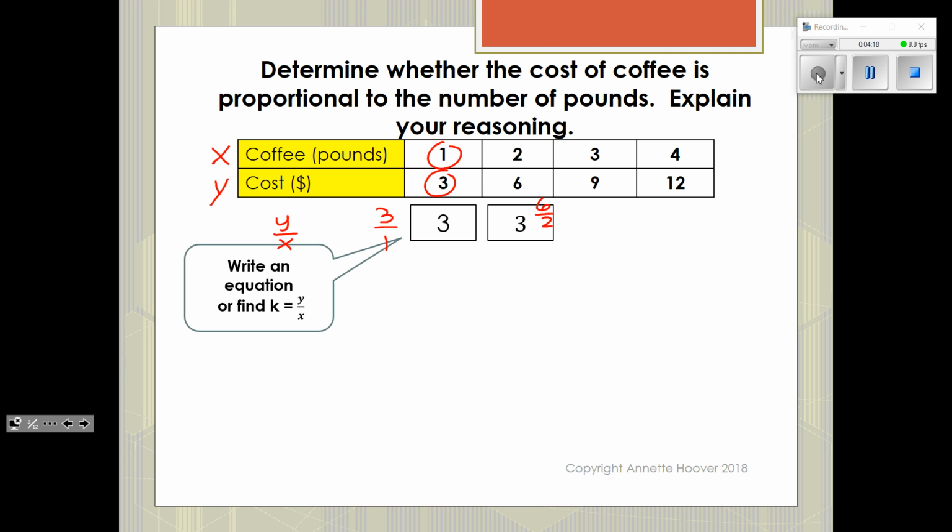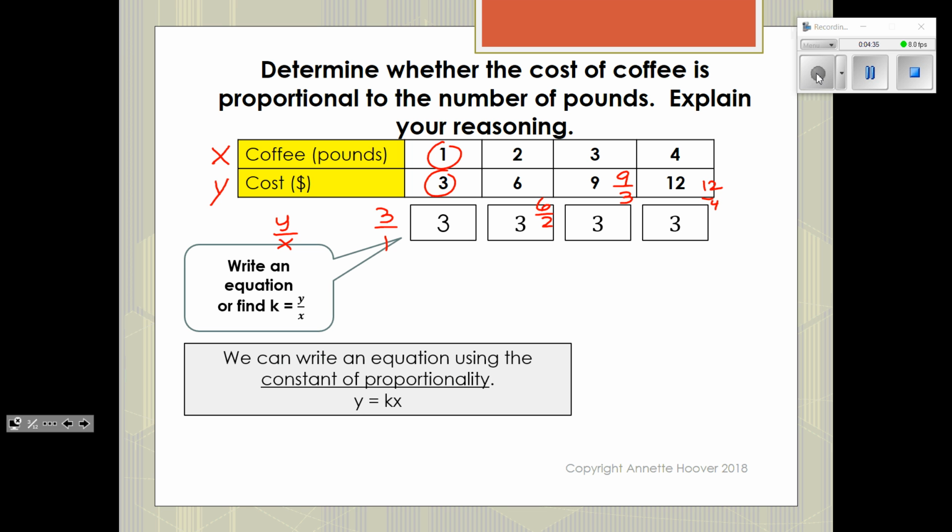The next one, we have 9 divided by 3, which is also 3. And we have 12 divided by 4, which is also 3. So if we were to graph these 4 ordered pairs, it would show an example of direct variation. And let's just take a quick look here.